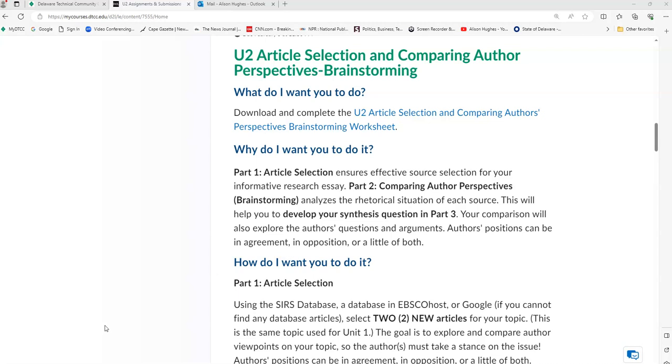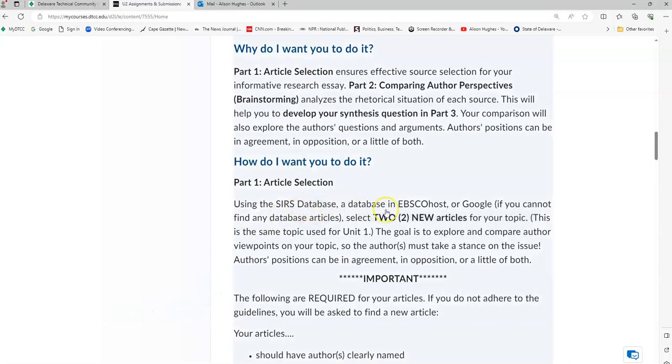Now, keep in mind, we're still working on our same topic that we selected at the beginning of the semester. And remember, we need to look at supporting reasons for different positions, but then we also need to take a look at the other side as well. So you have a bit of leeway in terms of the types of articles that you can find for this particular assignment. So for your article selection, you're going to want to use SIRS or EBSCOhost, or you can even Google and find articles. But they need to be two new articles on your topic.